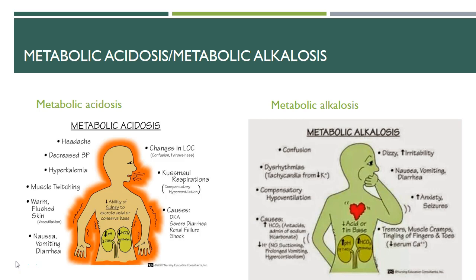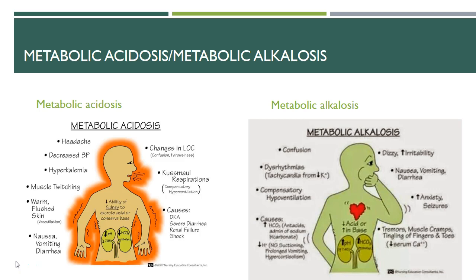Your potassium-sparing diuretics are going to be a cause for metabolic acidosis. And a patient could also have early renal failure, which is a cause. Once a patient develops chronic renal failure, they could chronically be in metabolic acidosis. So the severity of metabolic acidosis is variable.